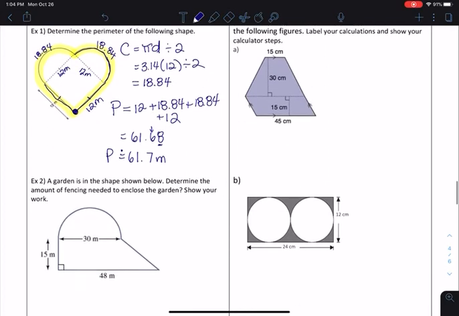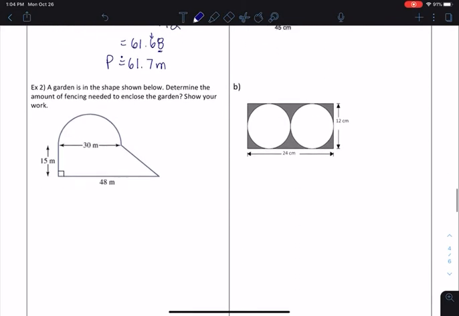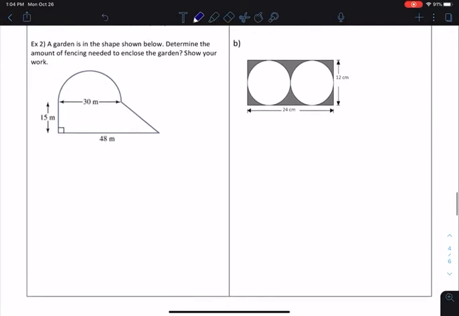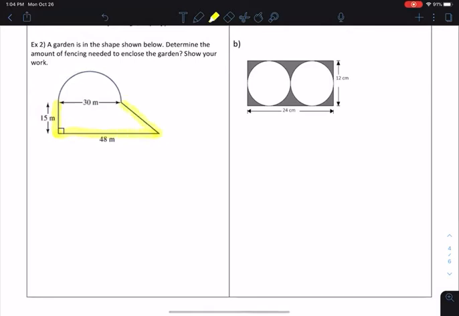We'll go down on the page and do the next perimeter. A garden is in the shape shown below. Determine the amount of fencing needed to enclose the garden. Well, fencing is really perimeter, so once again I want to look at what I need. I need this whole side, this diagonal, and this semicircle.